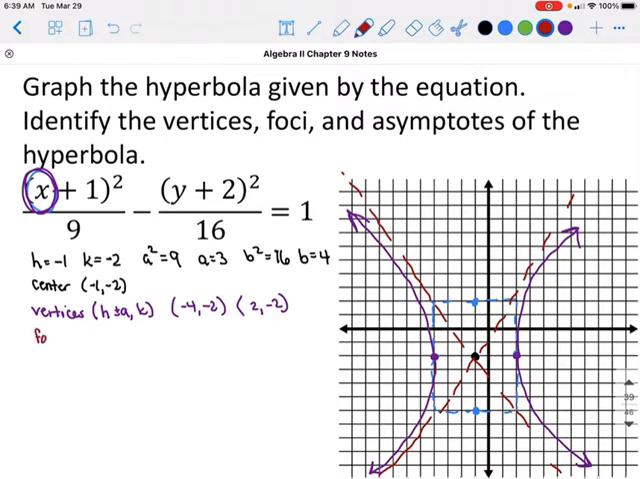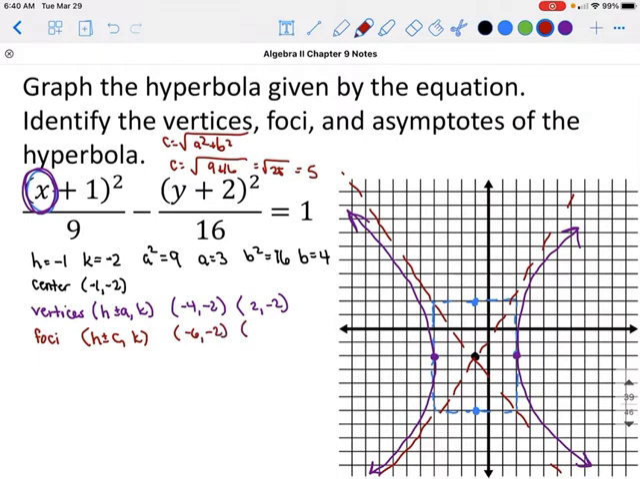To find our foci, you're going to do h plus or minus c and k, but again, first we have to find c. Remember, c is the square root of a squared plus b squared, which is going to be 9 plus 16, which is radical 25, or 5. So this is going to be -1 minus 5, which is -6 and -2, and -1 plus 5, which is going to give us 4 and -2. So if we want to graph those foci, I would have a focus here, and I would have a focus here. I am not going to require you to have the foci on your graph, though.